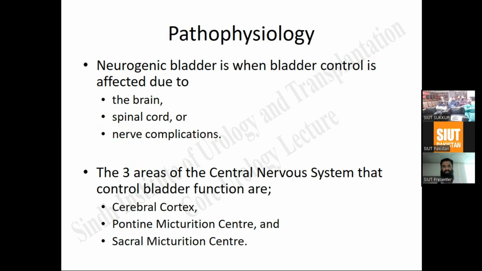Neurogenic bladder is when bladder control is affected due to brain, spinal cord, and nerve complications. Three areas of the central nervous system control the bladder function, which are the cerebral cortex, pontine micturition center, and sacral micturition center.